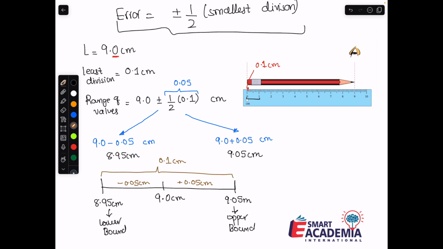So I can write that in terms of accuracy, the length of this pencil is basically between 8.95 centimeters to 9.05 centimeters. This is what I call the range of accuracy.